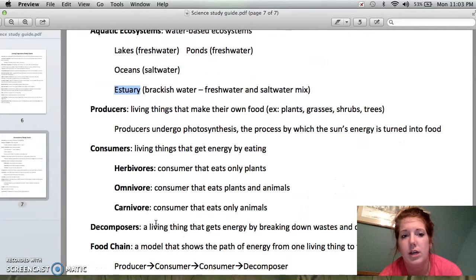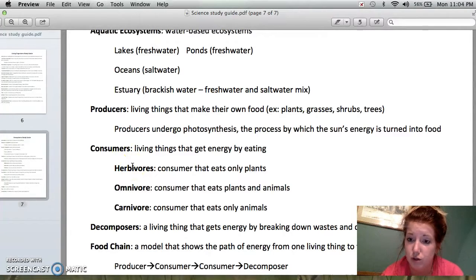Next, we're into the pieces within a food chain. A producer is a living thing that makes its own food. So like plants, grasses, shrubs, trees, they use photosynthesis to make their own food. So these producers undergo photosynthesis, the process by which the sun's energy is turned into food. Consumers, like me and you, are living things that get energy by eating. We have to eat and break down our food using the digestive system and have our circulatory system transport those nutrients to our cells in order to have energy.